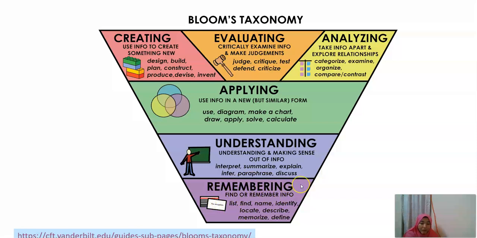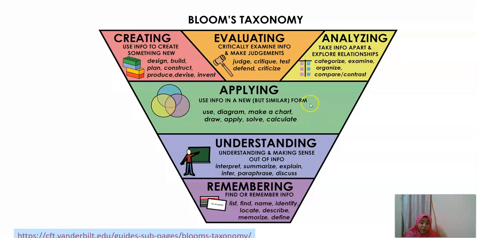For example, in our session today, what we have learned: list six critical thinking core skills that we have learned. That is remembering. The next level, which is more difficult, is understanding. Understanding is making sense of information. Explanation: you need to explain what skills you need to have in critical thinking.